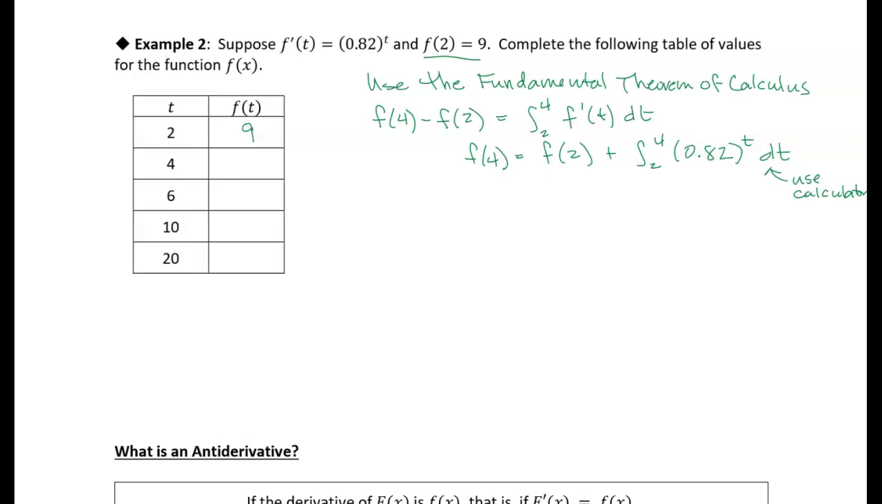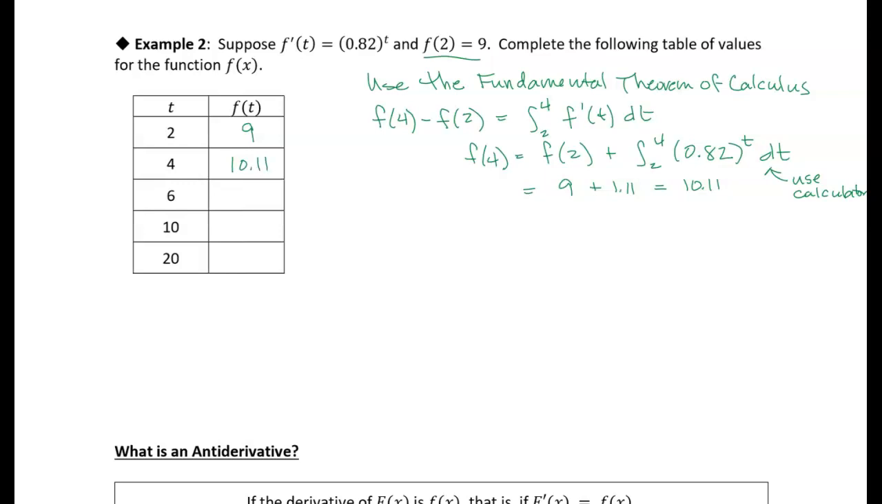Okay, and I know f of 2 is 9, and when I evaluate that integral on my calculator, I got 1.11. And so when I add those together, I get 10.11. Okay, so the value of the function is 10.11 at t equals 4. Okay, and then we can just keep going from there.